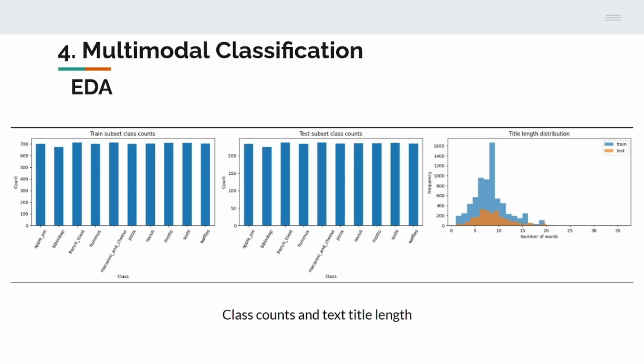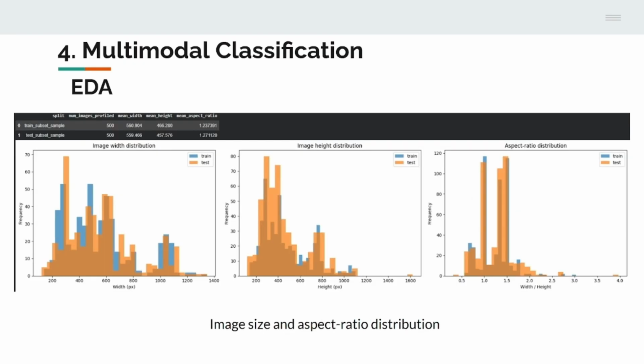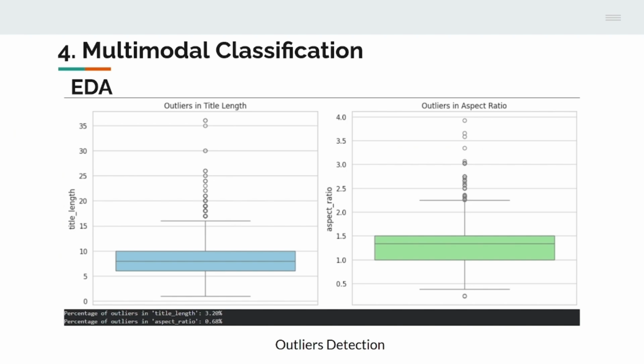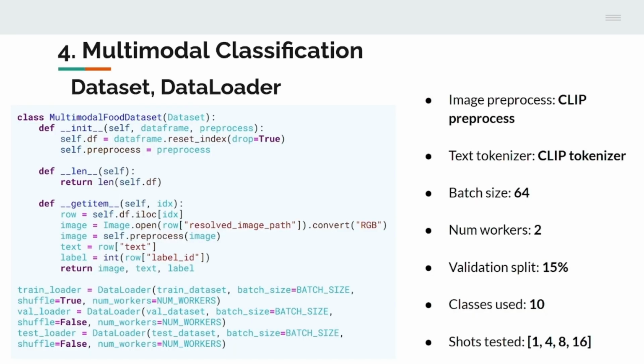So here you can see the class count is quite balanced, and the title length distribution is also quite similar too. This is for the image width, height, and aspect ratio distribution of the train and test subset. And for the outlier detection, there is a very small percentage of unusual title length and aspect ratio. So overall, the subset is suitable for evaluating multimodal classification.